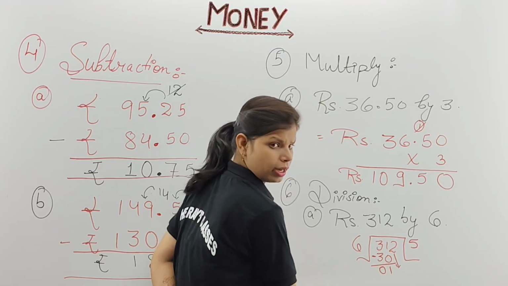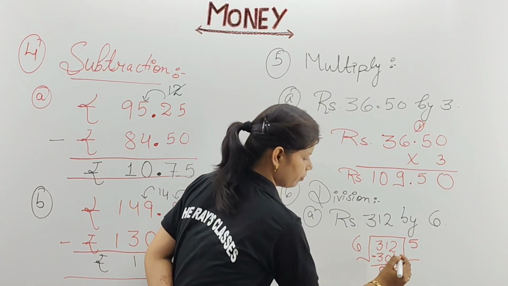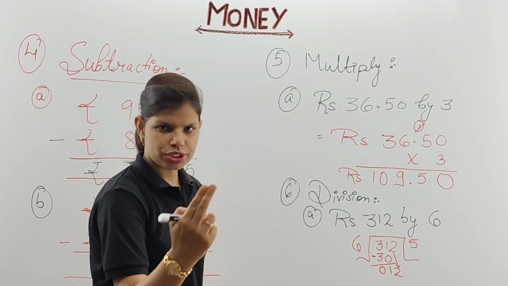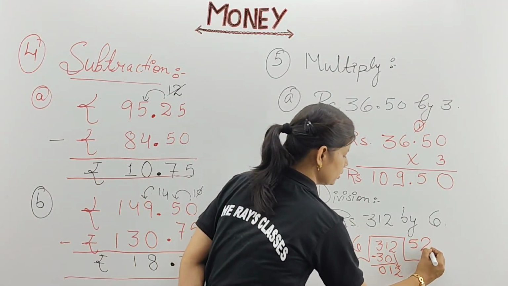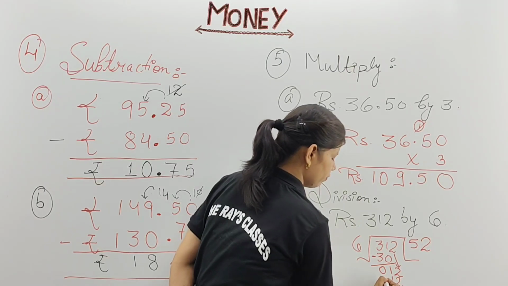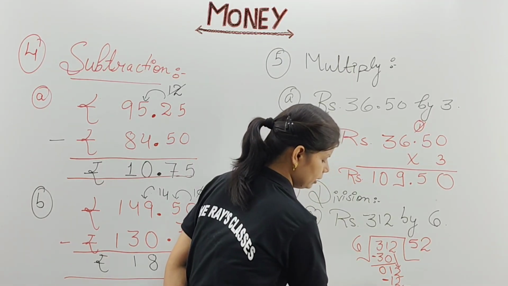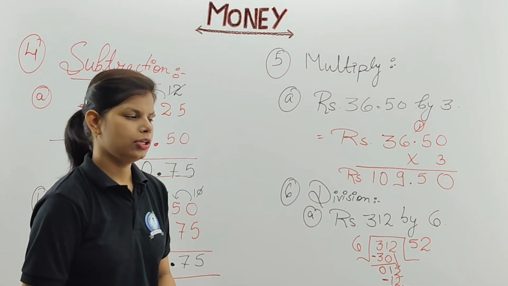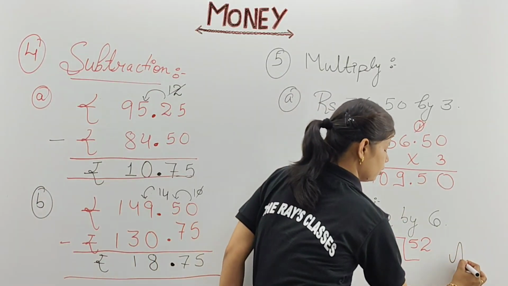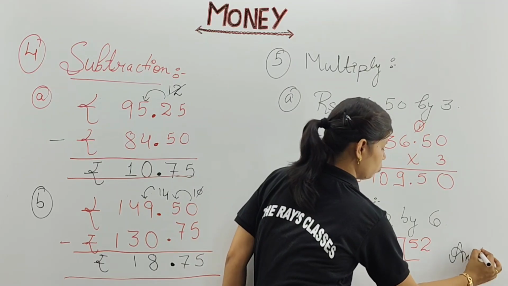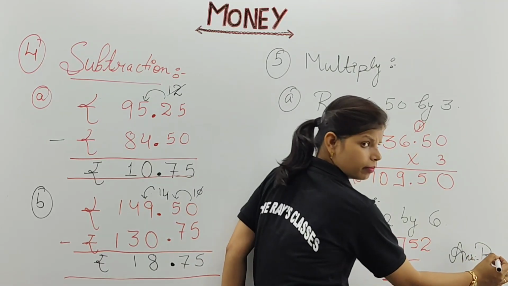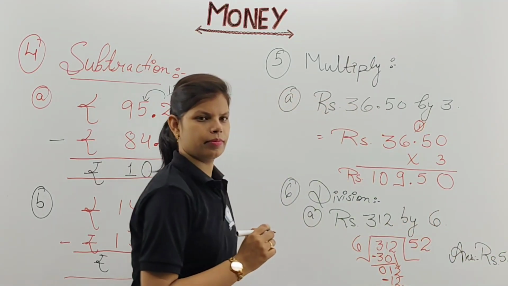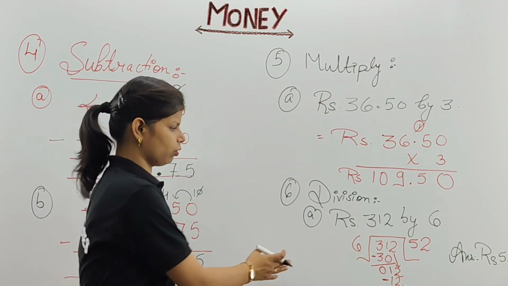Again I am going to copy this one and what are we going to get? 12. How many times will it go? In the table of 6 you are getting 12. How many times? 2 times. That means you are going to write here 6 2s are 12. And when you are cutting both of these, what will you get? You will get 0 here. So when you are dividing 312 by 6, your answer is what? Rupees 52. Clear?